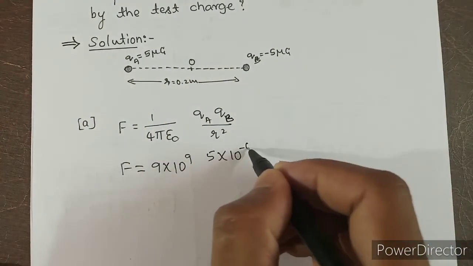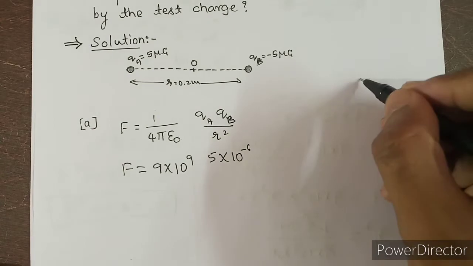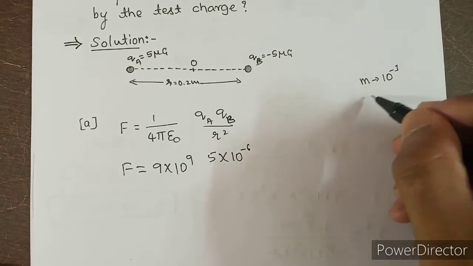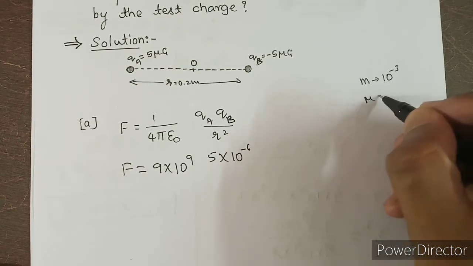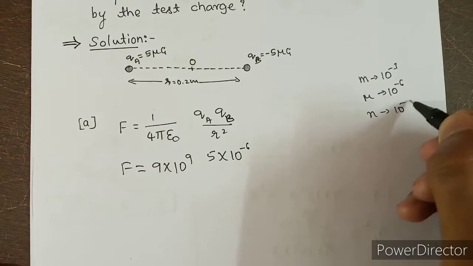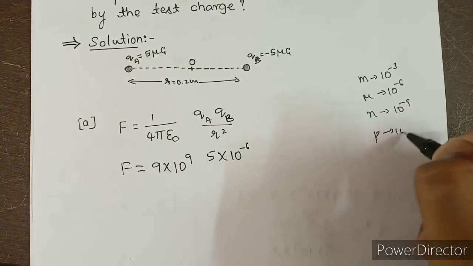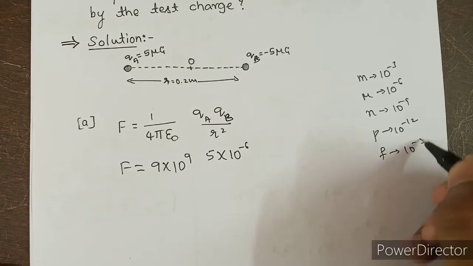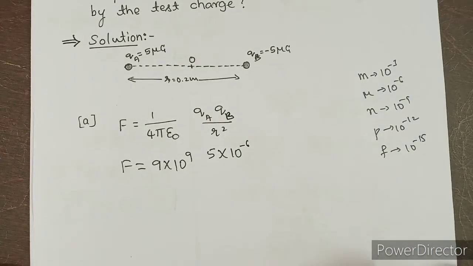Micro is nothing but 10 to the power minus 6. Do remember this? Milli means 10 to the power minus 3. Micro, mu, is 10 to the power minus 6. Nano is 10 to the power minus 9. Pico is 10 to the power minus 12. At least you should know this. And femto means 10 to the power minus 15. Do remember these prefixes.